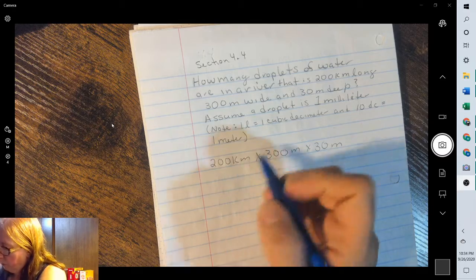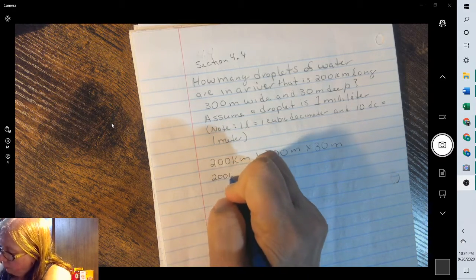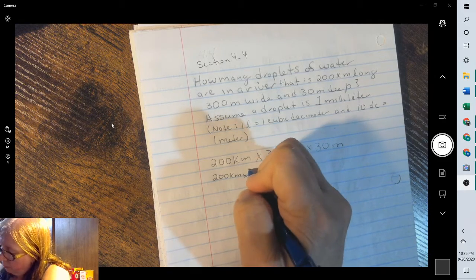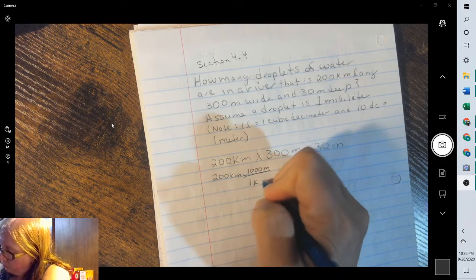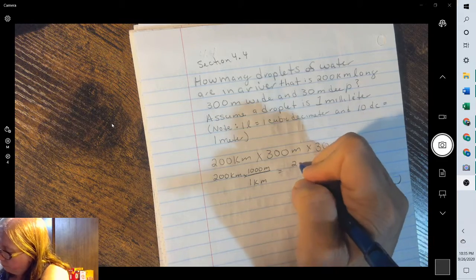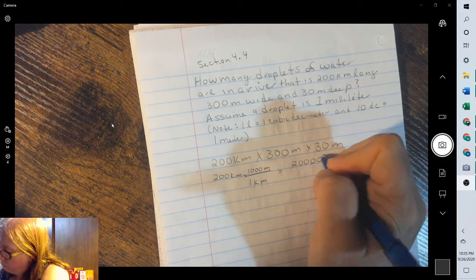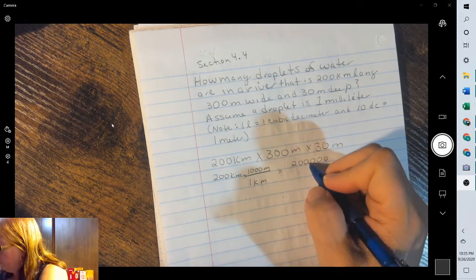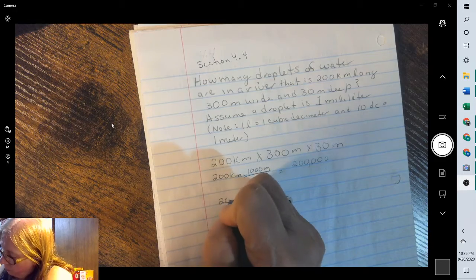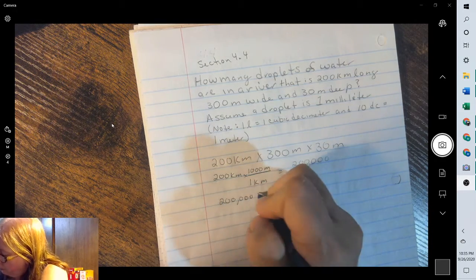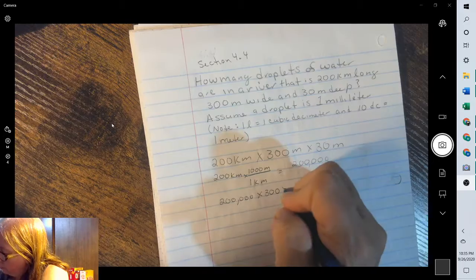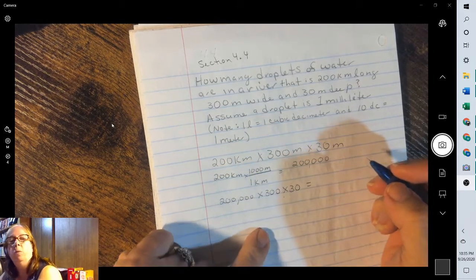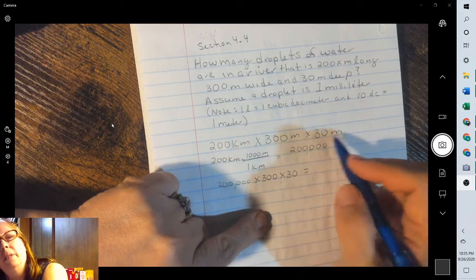So remember, 200 kilometers. 1 kilometer is 1,000 meters. So we have 200,000 times 300 times 30. That will give us the volume of the water: length times width times height.